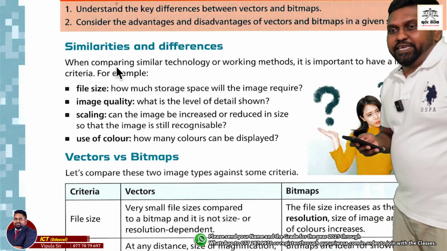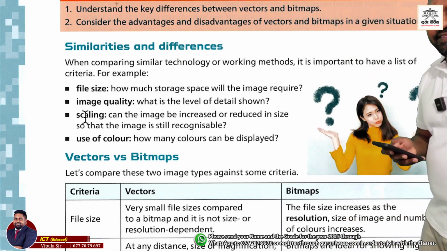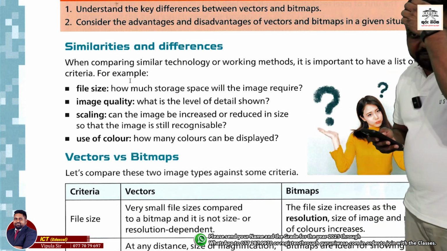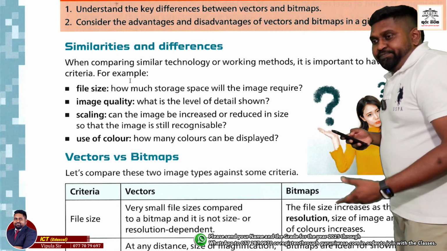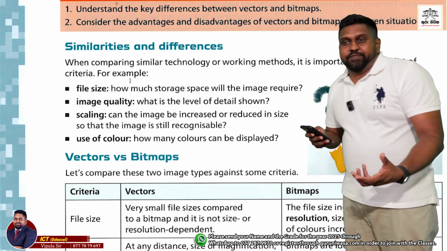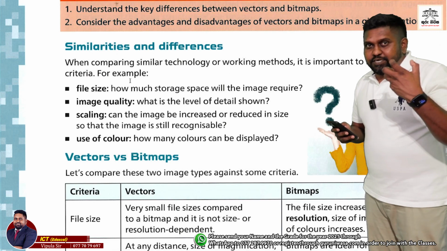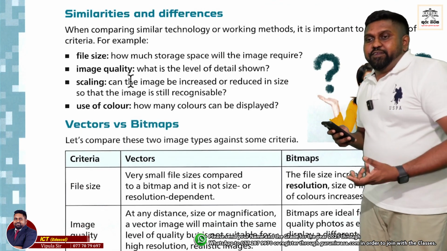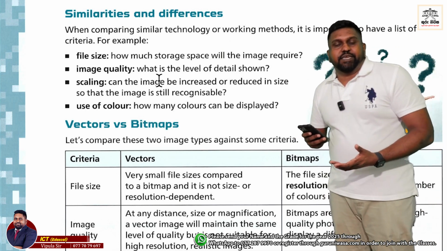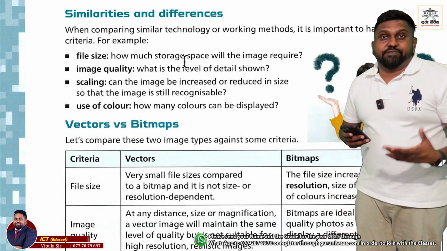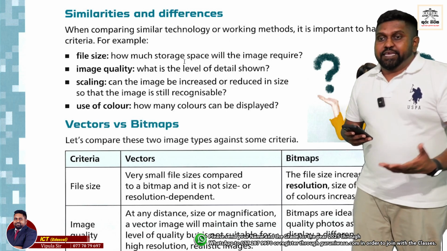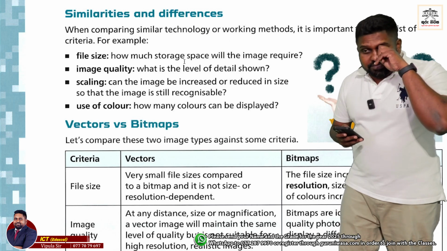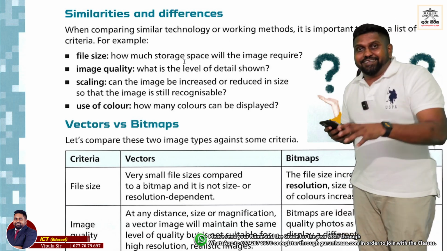Primarily, we have a massive difference because of the file size, right? So how much storage space will the image require? If it is a bitmap, what type of storage space, how much space is required? And then the image quality. So what's the level of detail which is being shown, what level of detail you need this to show? And then scaling. Can the image be increased or reduced in size so that the image is still recognizable?